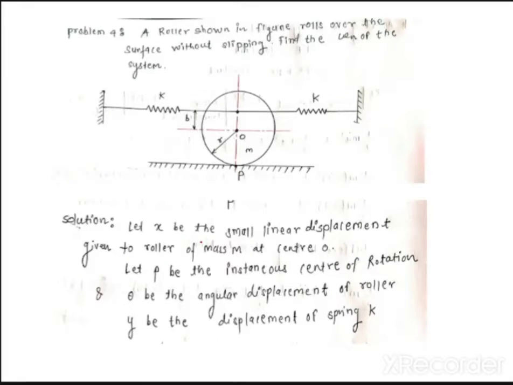I have explained to you. Let x be the small linear displacement given to the roller of mass center O, which means I am giving the center a displacement x. Let P be the instantaneous center of rotation, which means the pulley will rotate about point P, and let y be the displacement of the spring. So this is what we have done.